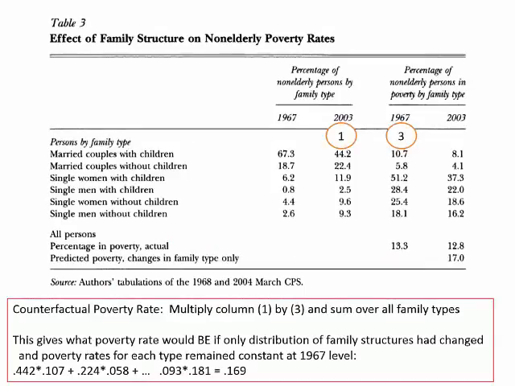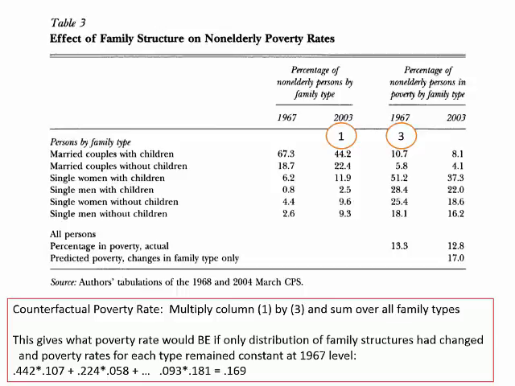To calculate this counterfactual poverty rate, multiply the fraction in each household type from 2003, the column labeled 1, by the percent poor in each household type from 1967, the column now labeled 3, and add them up. This gives an answer of 0.169, or the implied poverty rate would be approximately 17%.